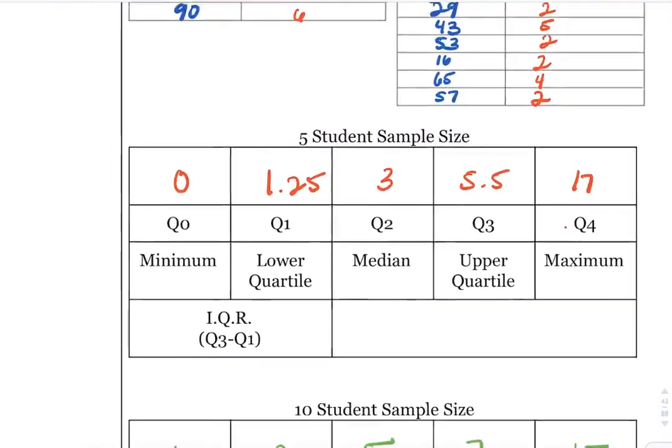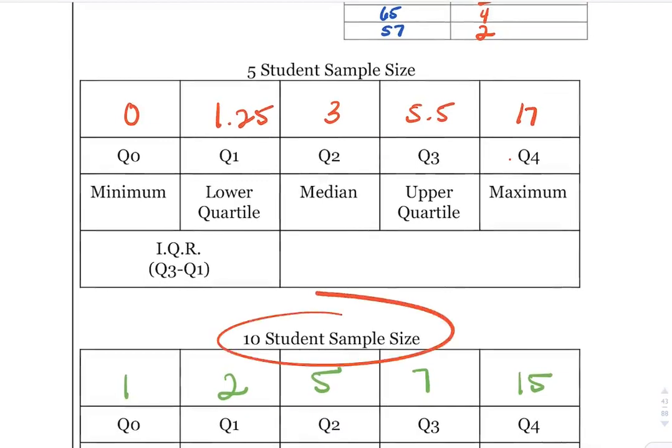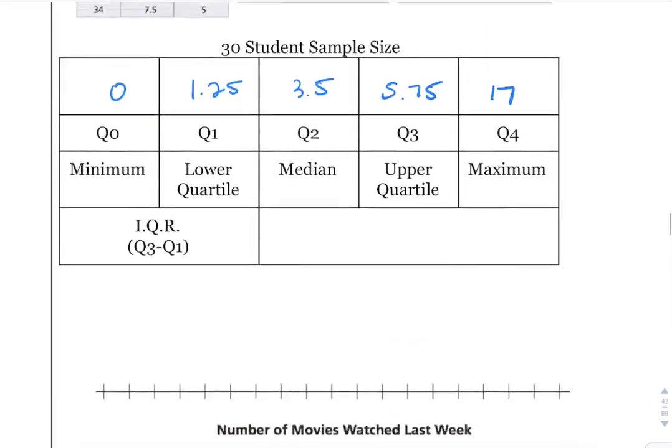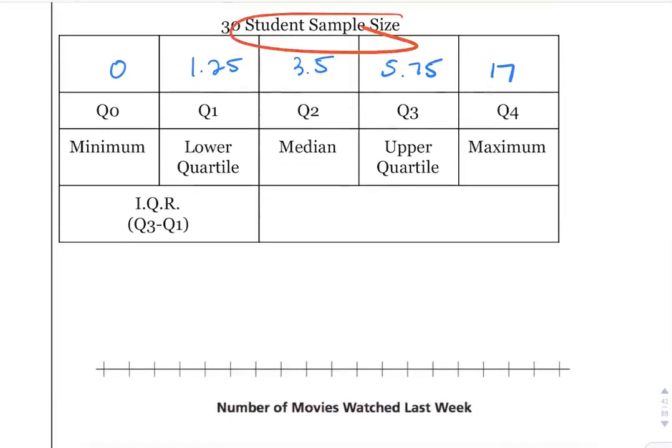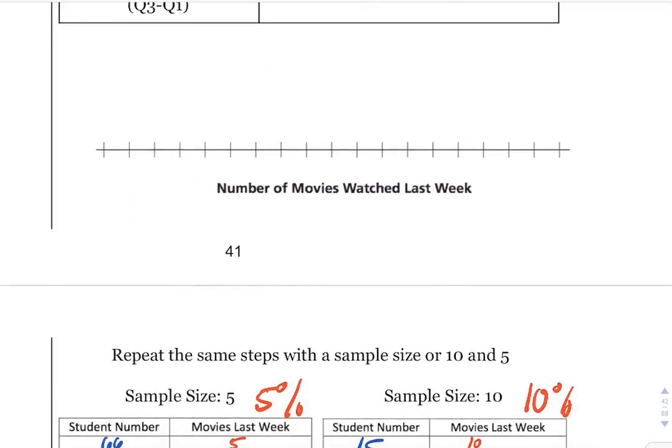I'm going to place all of that data, these 3 sections, the 10% sample size, my 5% sample size, and my 30% sample size. I'm going to put them all on this one number line down here. Okay, so I'm going to number this number line because it goes all the way to 17.